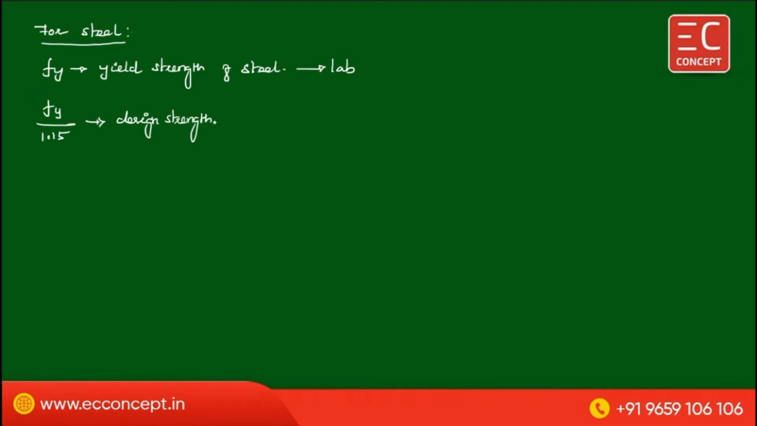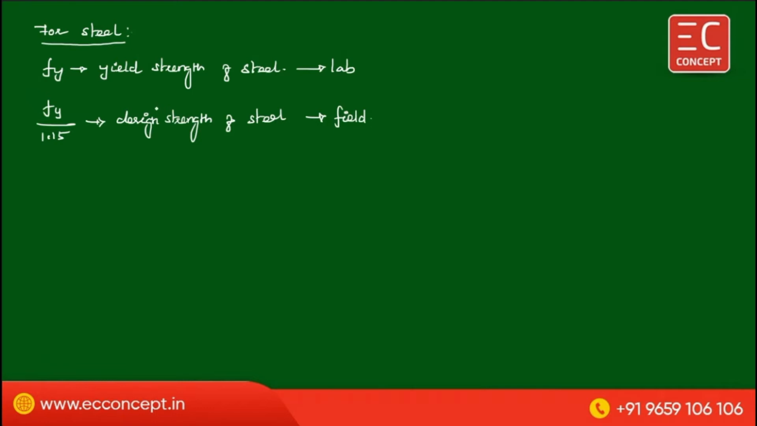Now for steel. The second one is for steel: FY is the yield strength of steel, tested in the lab. Now FY divided by 1.15 is the design strength of steel in field.